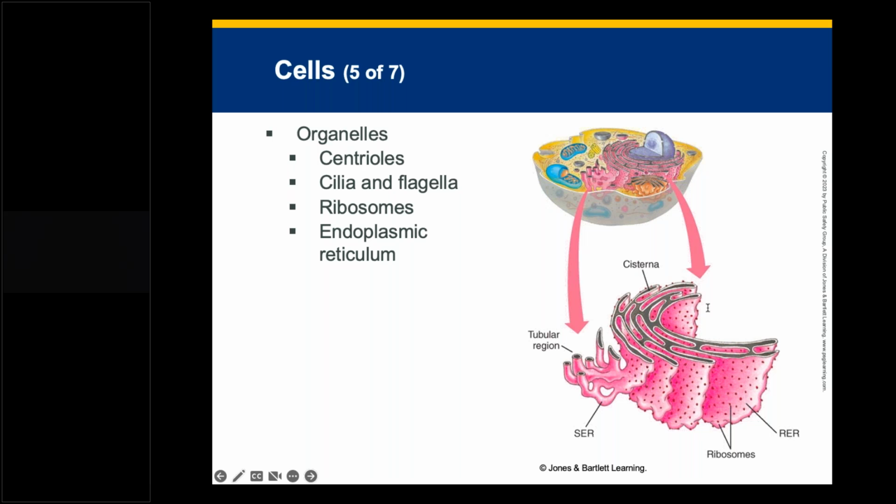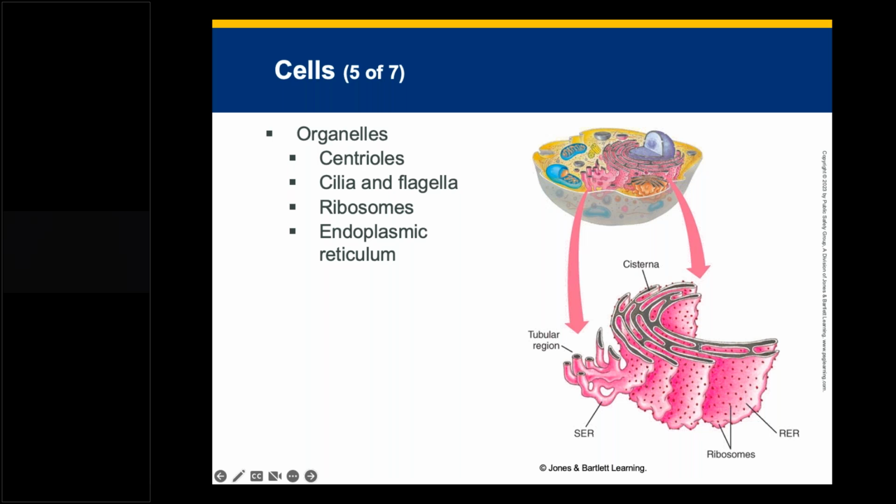You have flagella and cilia as well. We'll talk more about those moving forward. But cilia and flagella extend from certain cell surfaces. The cilia move fluid over the surface of tissues. The flagella propel the cells to which they are attached.